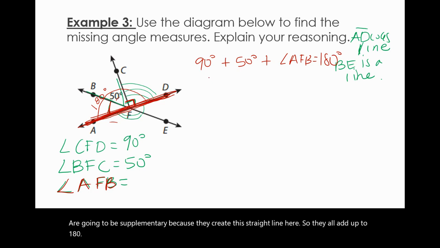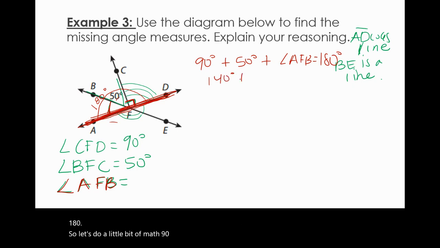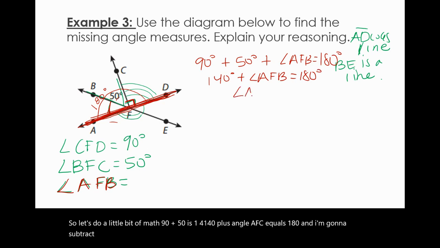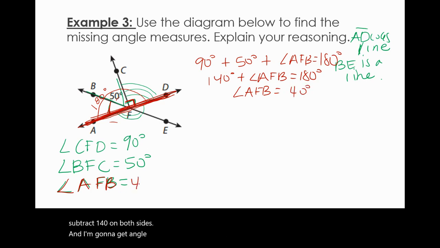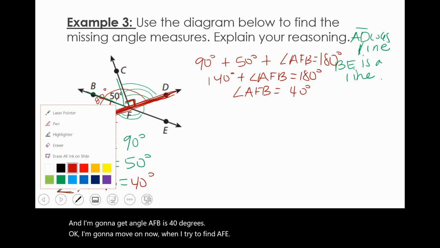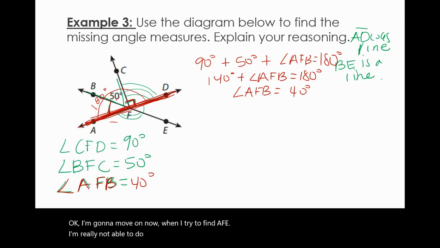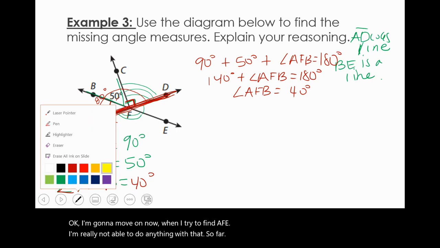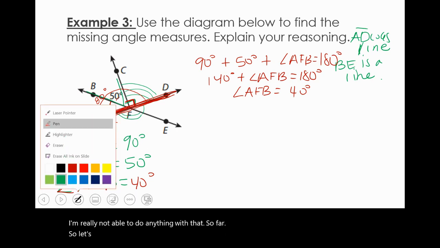So let's do a little bit of math. 90 plus 50 is 140. 140 plus angle AFB equals 180. Then I'm going to subtract 140 on both sides, and I'm going to get angle AFB is 40 degrees. Okay, I'm going to move on. Now, when I try to find AFE, I'm really not able to do anything with that so far. So let's skip AFE for right now.